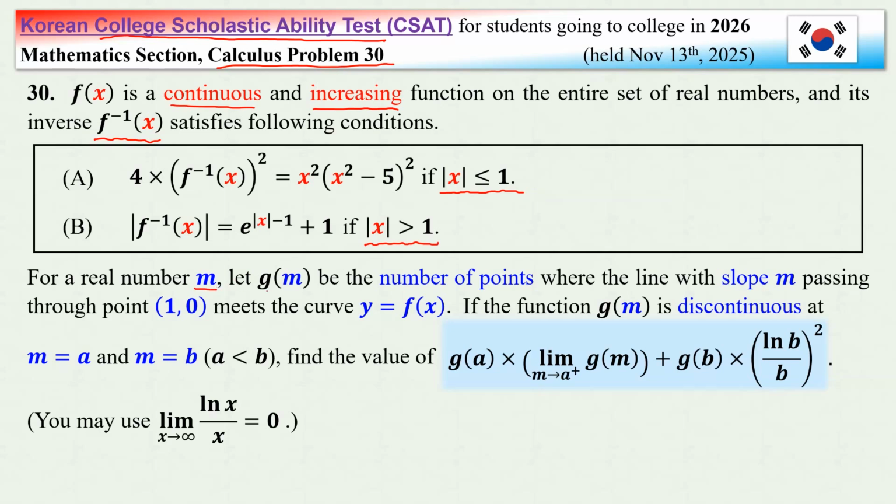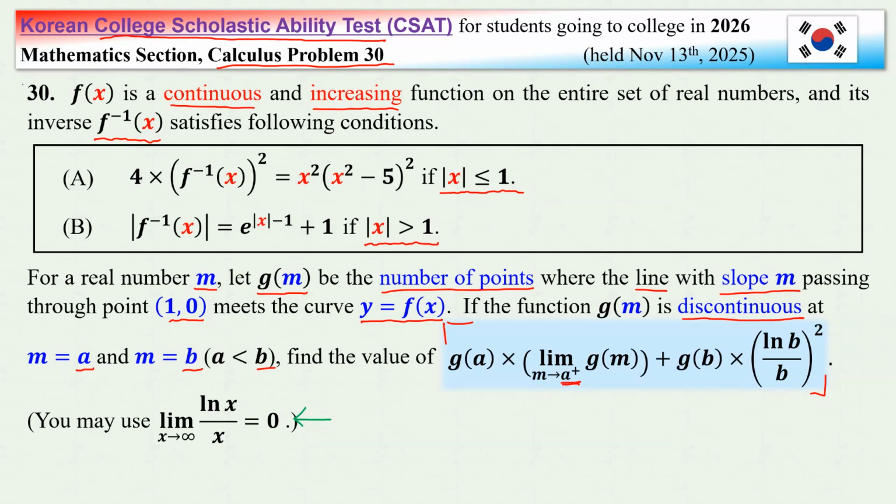For a real number m, let g(m) be the number of points where the line with slope m passing through point (1, 0) meets the curve y equals f(x). If the function g(m) is discontinuous at m equals a and m equals b, where b is the larger number, find the value of this lengthy expression: g(a) times the limit of g(m) as m approaches a from the right, plus g(b) times ln b divided by b squared. It is given that the limit of ln x over x as x approaches infinity is 0, which can be easily proved by L'Hopital's rule.